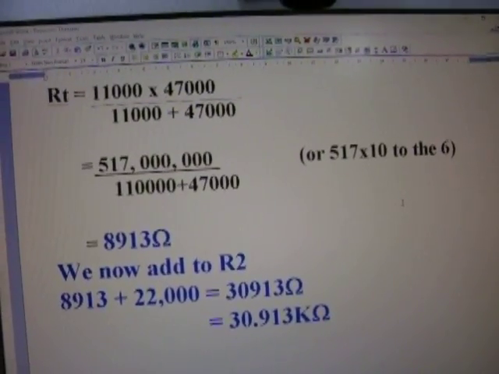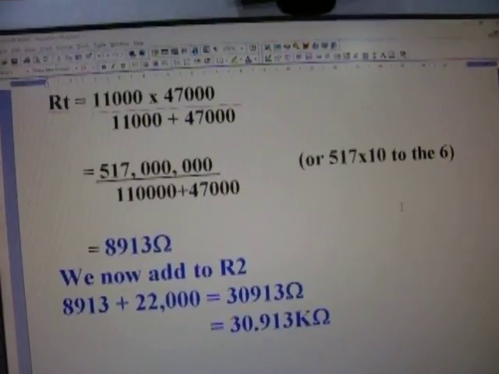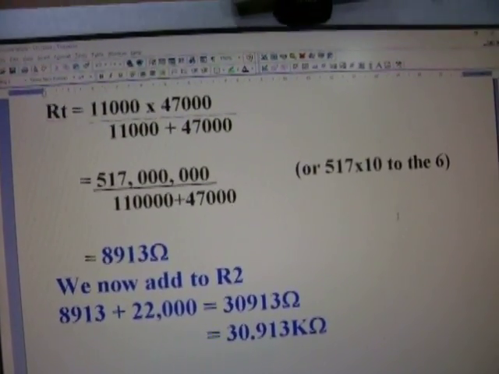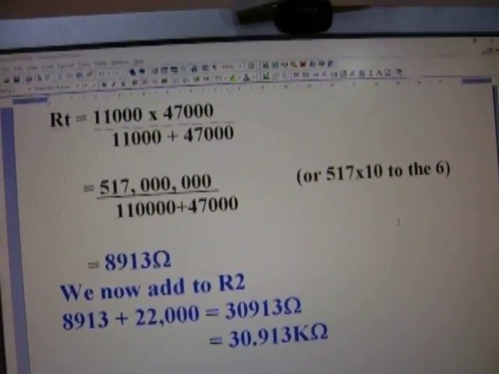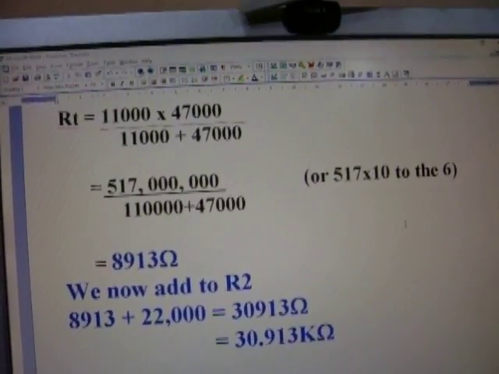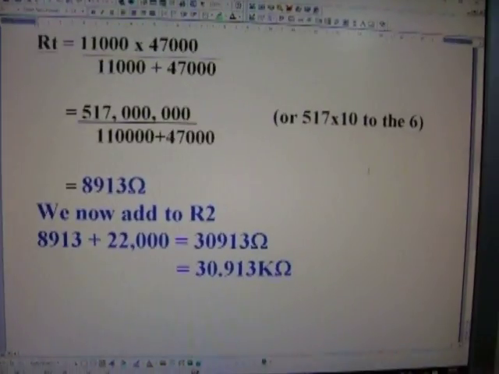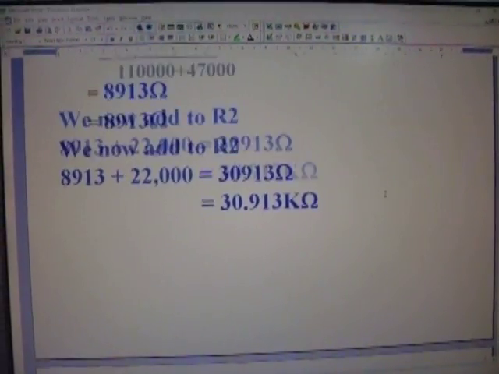We now add these resistors together. 8,913 plus 22,000 equals 30,913 ohms. But let's bring that down to kilo ohms because we're dealing in large values. It's 30.913 kilo ohms. Okay?